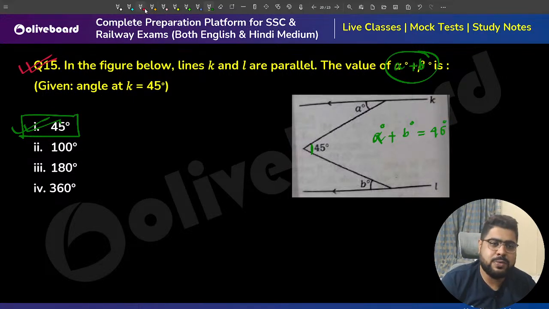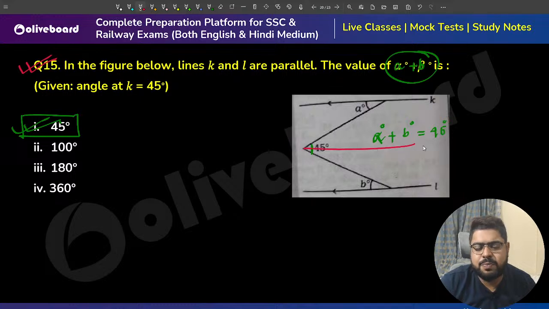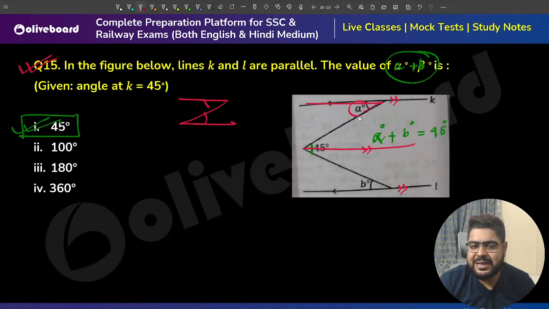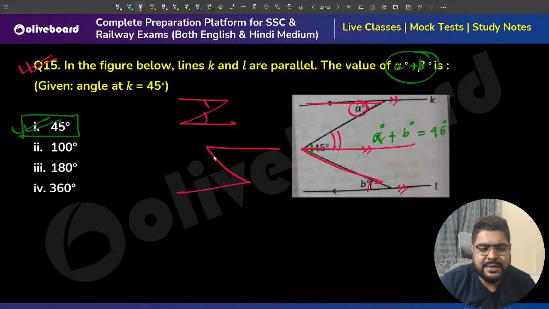Now, why? Some might have this question. Just drop a perpendicular, like parallel. This is parallel to this, parallel to this. So this is a Z, you guys can see. Z means alternate angles. So this is equal to this. And again, another Z is here, another Z is here. It looks like this. Again, this equal to this. So this angle is equal to this. Now, if you add these two, these two means 45 only. So from there we always get the answer.